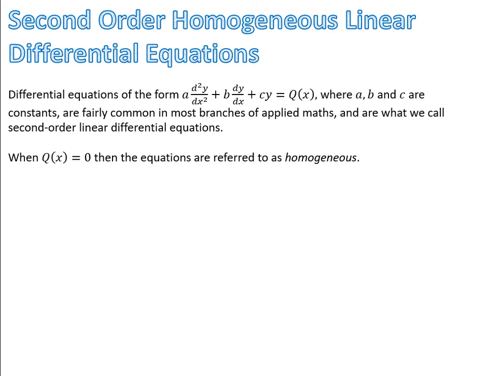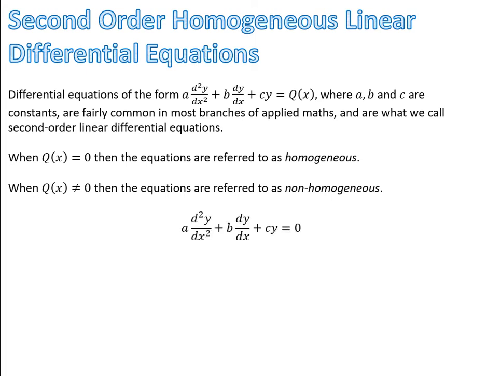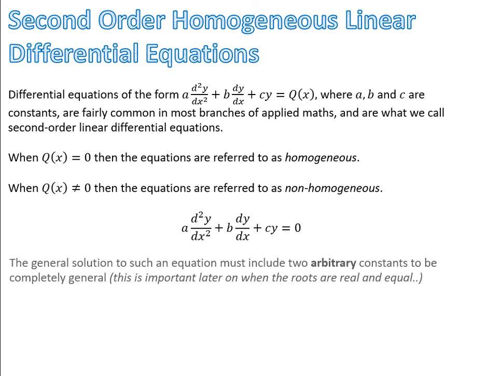Okay, we have the two different types. We have homogeneous and we have non-homogeneous. So when the right-hand side is just equal to 0, in other words, there isn't a function, then the equations are referred to as homogeneous. And when it doesn't equal 0, and there's lots of different types of this, so look forward to that, then the equations are referred to as non-homogeneous. So we're going to start with the homogeneous ones. Okay, so they're going to look something like this.